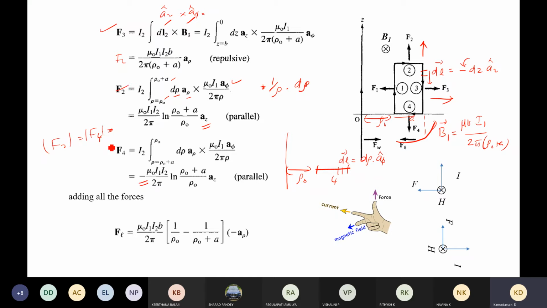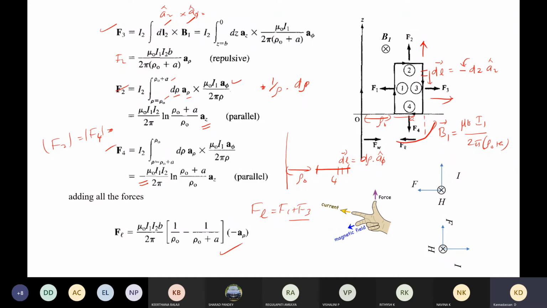So this F2 and F4 will cancel each other. You will get zero value. So simply this FL, the force acted upon the loop, is nothing but F1 plus F3 alone. When you add this, you will get this vector. Since both are available in the rho direction, the force also will be either positive or negative.